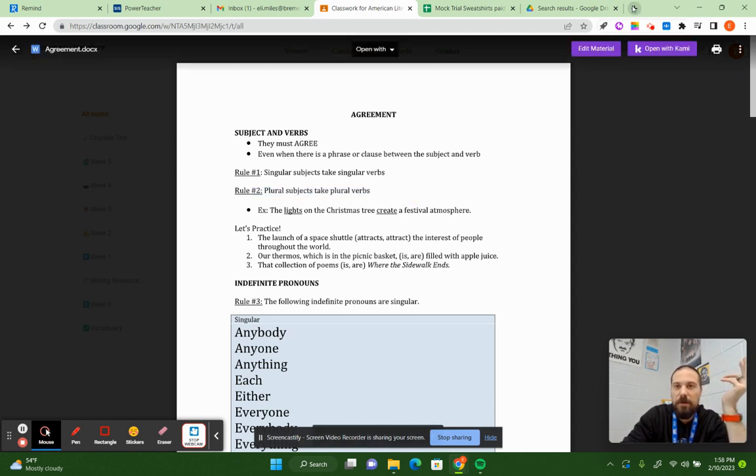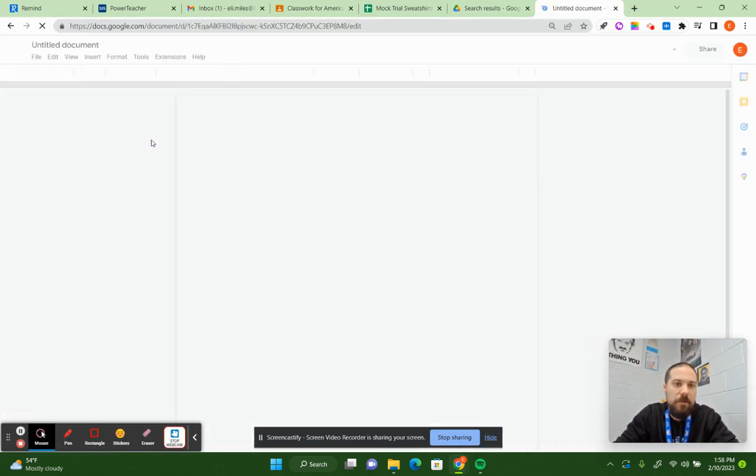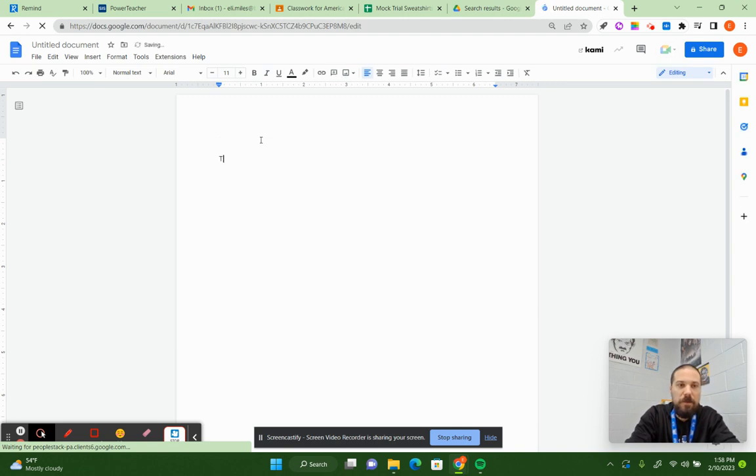So what that winds up looking like is, if you have a singular subject like the dog, then it takes a singular verb, and singular verbs have an S at the end of them. So the dog runs, right? The plural subject takes a plural verb, so obviously a plural subject usually has an S at the end. The dogs, and the plural form of the verb does not have an S.